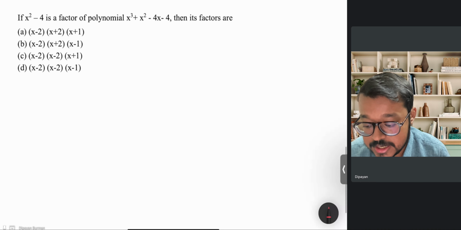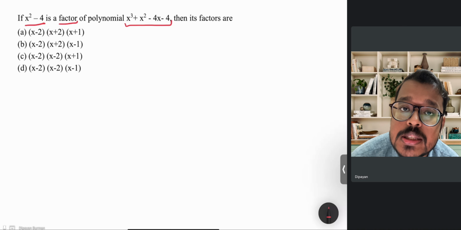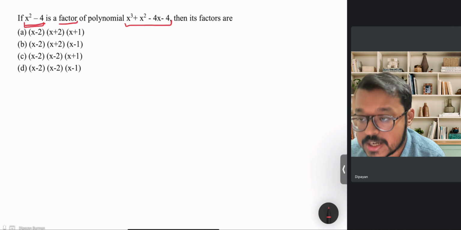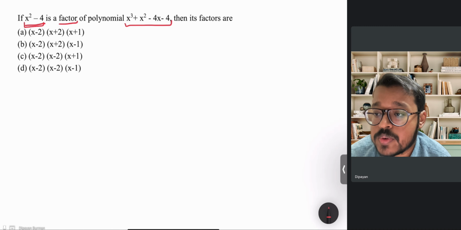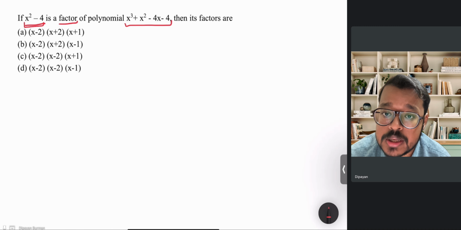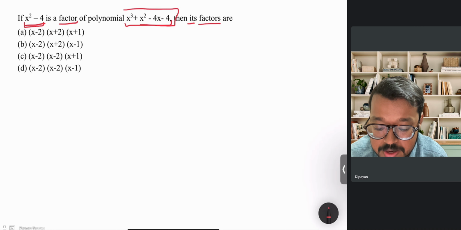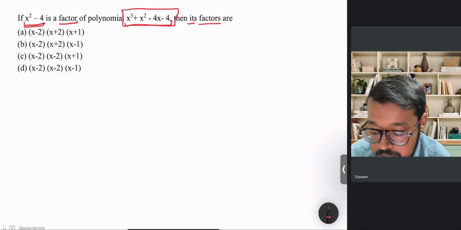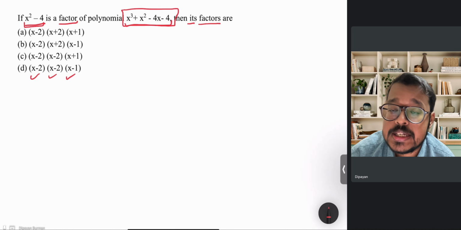It is given that x square minus 4 is a factor of this cubic polynomial. Cubic polynomial means the highest exponent on x is 3. And the divisor is given as x square minus 4. So this is a quadratic polynomial. The highest power of x is 2. So x square minus 4 is a factor of this cubic polynomial. Then its factors are, it means the cubic polynomial's factors are which of the following. Or let's say when the cubic polynomial is factorized into, if we see the options, there are 3 linear factors, linear polynomials. Linear polynomial means the highest exponent of x is 1.